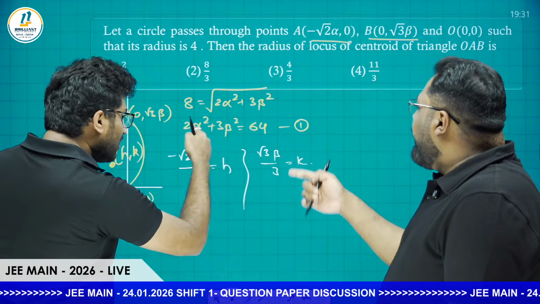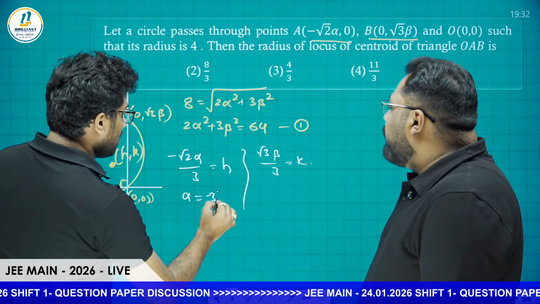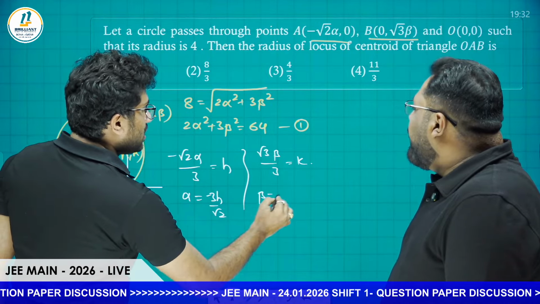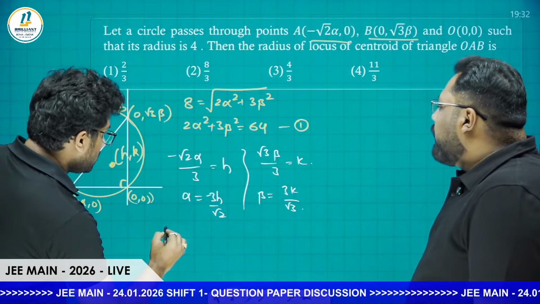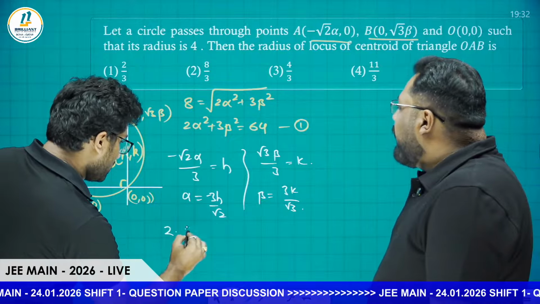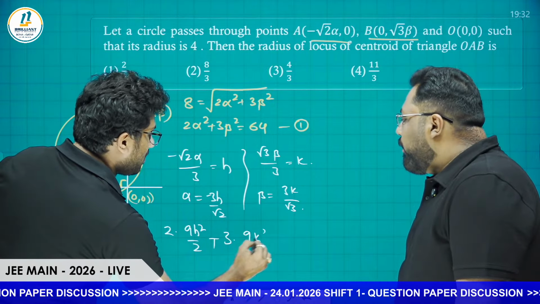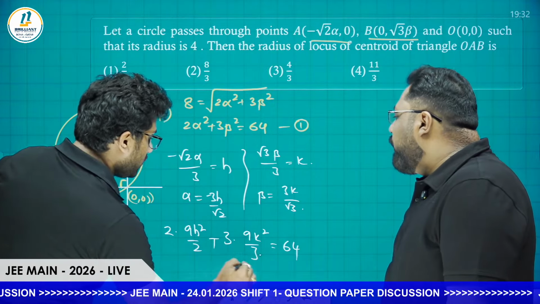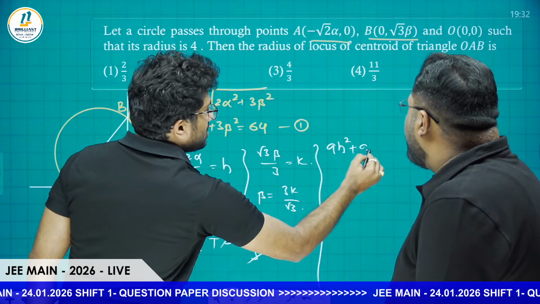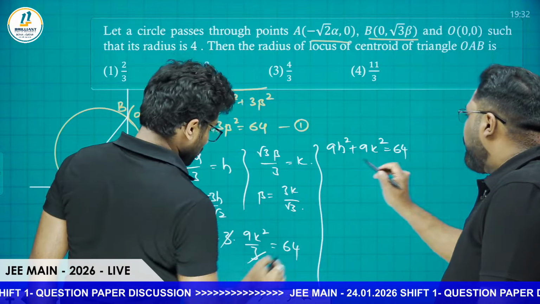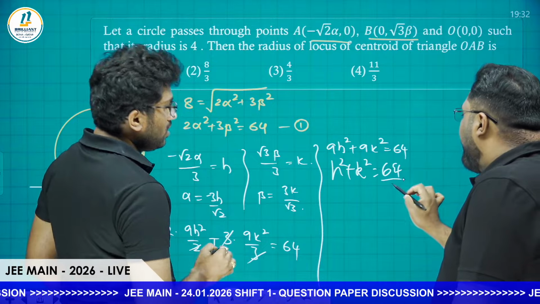As we already have alpha and beta, let's express alpha and beta in terms of h and k. So alpha is equal to minus 3h by root 2. Beta is equal to 3k by root 3. Now let's put it here: 2 into alpha squared, 9h squared by 2, plus 3 into 9k squared by 3 is equal to 64. So you have again got a circle: 9h squared plus 9k squared is equal to 64. So h squared plus k squared is equal to 64 by 9.